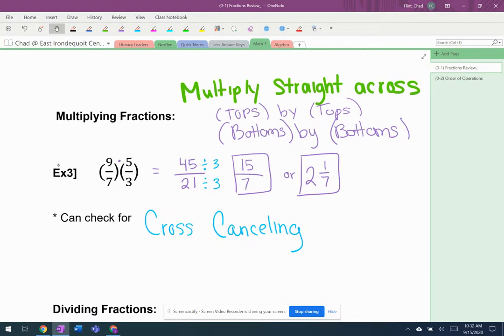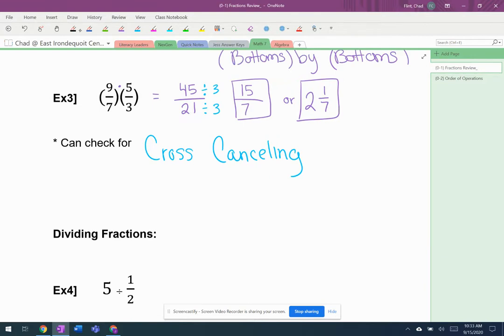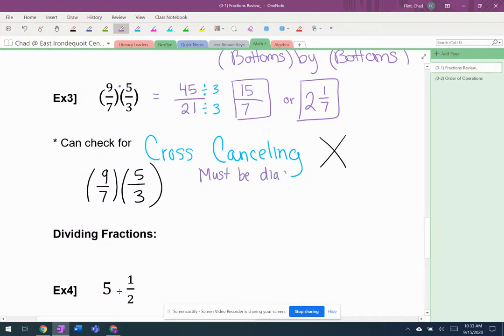So now, I want to go back and talk about that cross-canceling. We're going to look at the same problem again, but this time we're going to look at what can happen if we do cross-canceling. So cross-canceling is canceling like an X. So they have to be diagonal. When you're cross-canceling, they must be diagonal from each other. So I could see if I could cancel the 7 and the 5. Is there anything that goes into both 7 and 5 evenly that I could cancel out? And the answer to that is no. Nothing goes into 7 and 5 evenly.